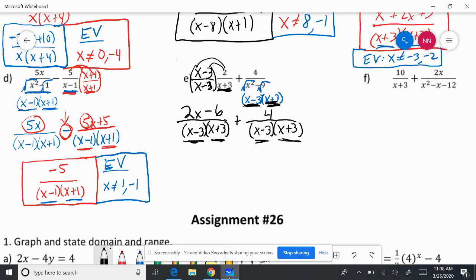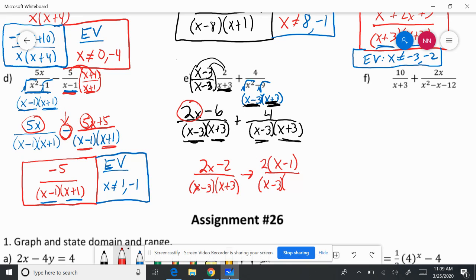So we're looking for our like terms. We see that we have a 2x. There's no other x's on the other side, so we bring down the 2x. Negative 6 plus 4 is negative 2. And what we notice is that they have a 2 in common. So what we're going to do is we're going to factor out a 2. And what we have is 2, in parentheses, x minus 1, over x minus 3, x plus 3. That right there is our first answer.